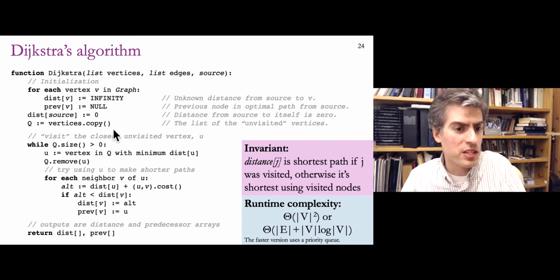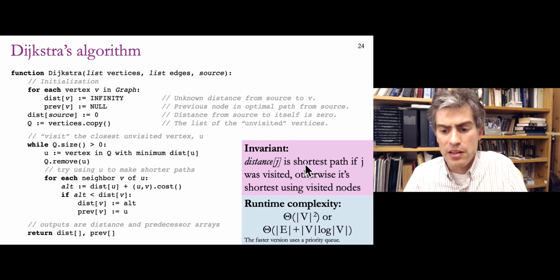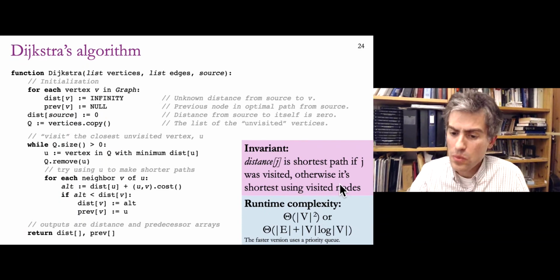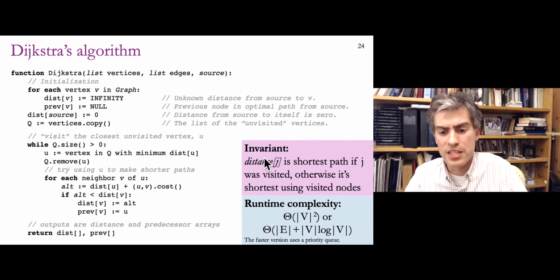Okay, the initialization is similar. We have this distance vector which represents the shortest path from the source to all different destinations, but the invariant is different. So in this case, we introduce a notion of visited nodes.